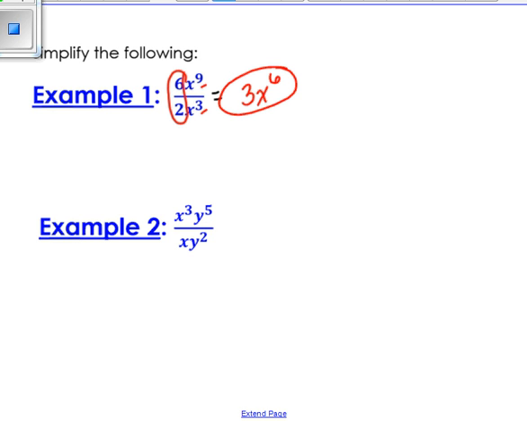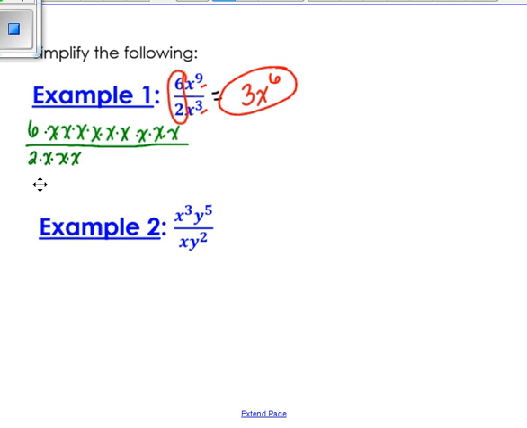But again, just like before, if you can't memorize the rules, another option is to write it out. So instead of writing out 6x to the 9th, I can write it out longhand. 6 times 1, 2, 3, 4, 5, 6, 7, 8, 9. And then on the bottom, it was 2x to the 3rd. So 2 and then 3 x's.